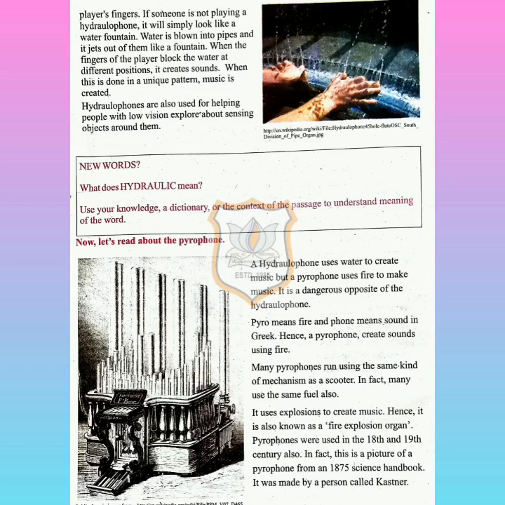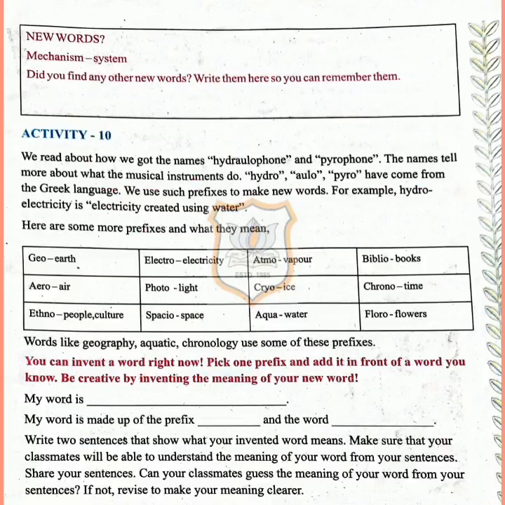In fact, this is a picture of a pyrophone from an 1875 science handbook. You can see the picture given here. It was made by a person called Kastner. So children, in this activity we have discussed the hydrolophone and pyrophone. These two instruments are opposite to each other. Next, children, we are going to see the new words.